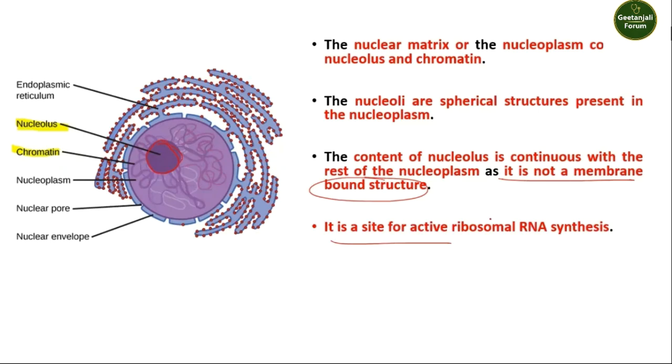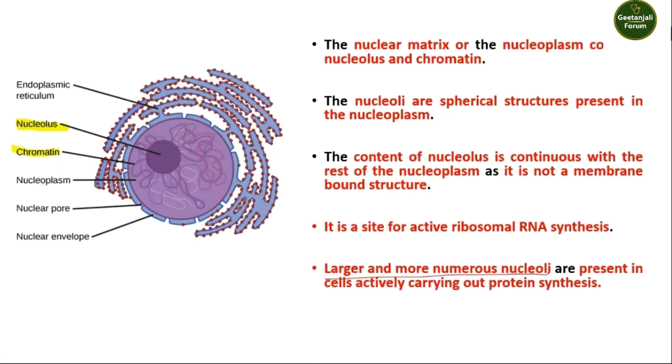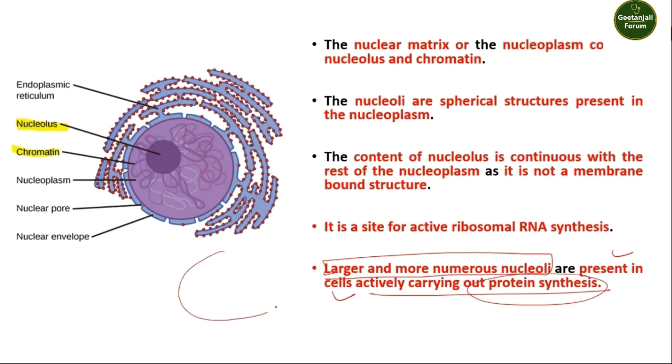The nucleolus is a site for active ribosomal RNA synthesis. Here RNA is also synthesized inside this nucleolus. Large and more numerous nucleoli are present in cells actively carrying out protein synthesis. It means the specialized cells which synthesize proteins, inside them you will find bigger nucleoli and more than one nucleolus.